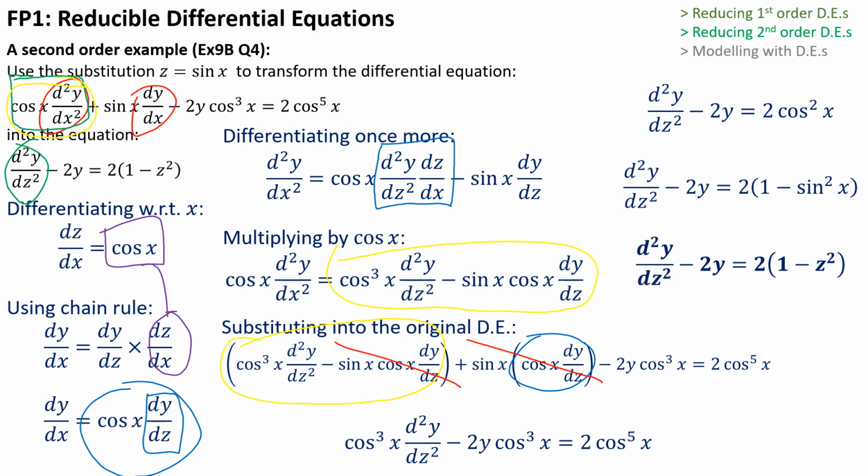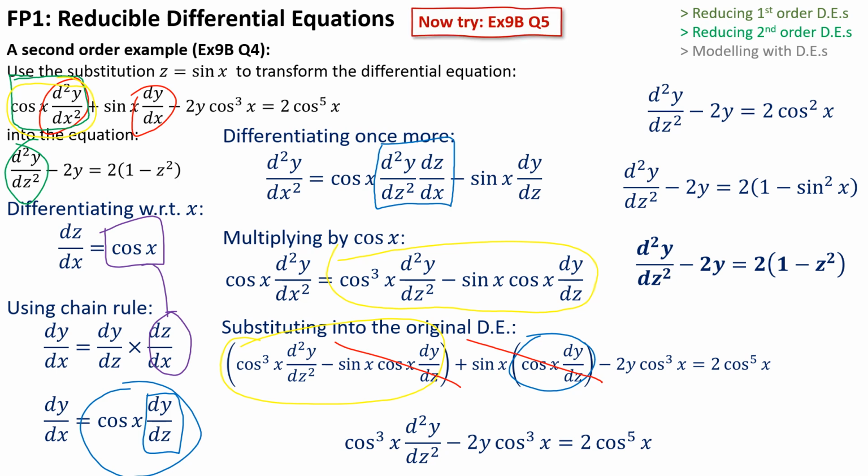You could, at this point, if you wanted to, go on to solve this equation. It is now a non-homogeneous second order differential equation, but I'll leave that up to you if you want to refresh your memory and give that one a try. The trick is, once you've found a solution in terms of y and z, going back and replacing z with sin x will give you a solution in terms of y and x.